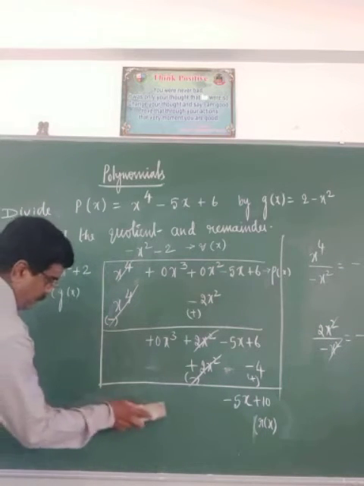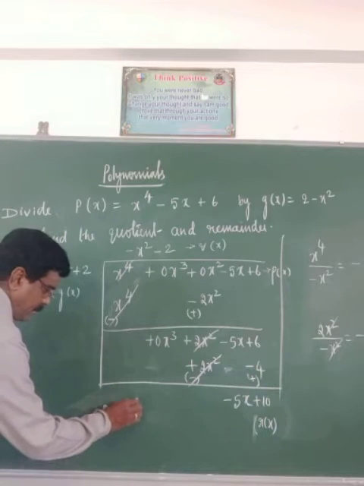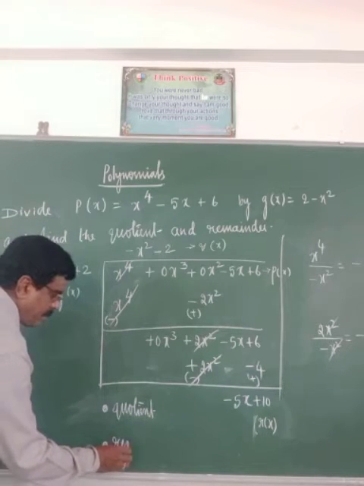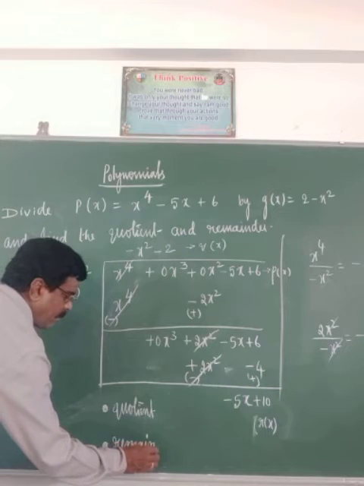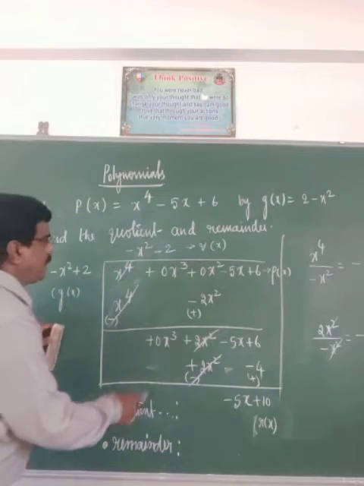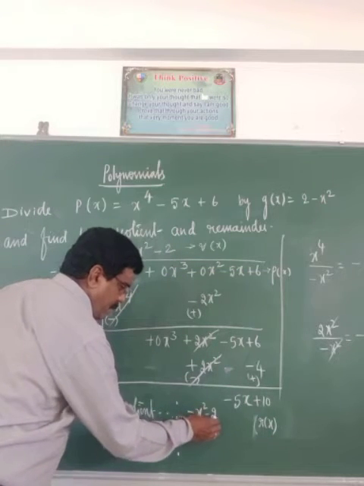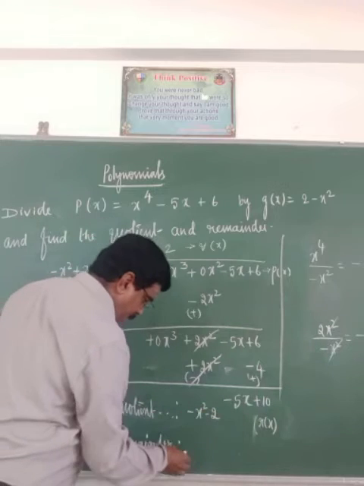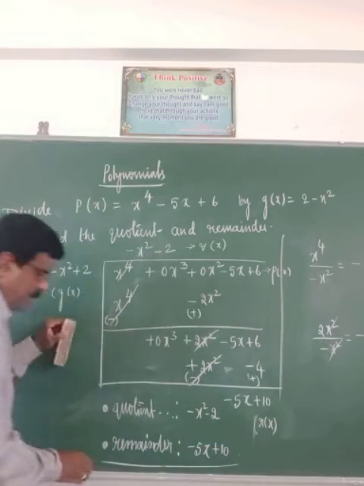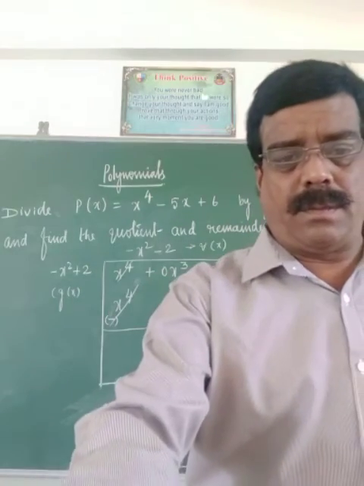That is, what is the quotient and remainder? Quotient is minus x square minus 2. Minus x square minus 2 is the quotient. And the remainder is what? Minus 5x plus 10. That's all, children. I think you have understood. You can do the sums later.